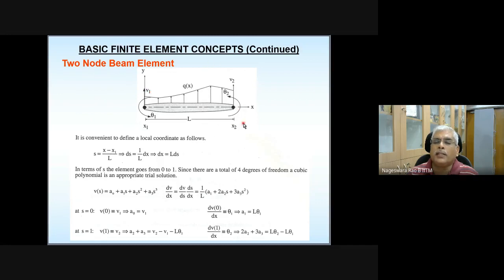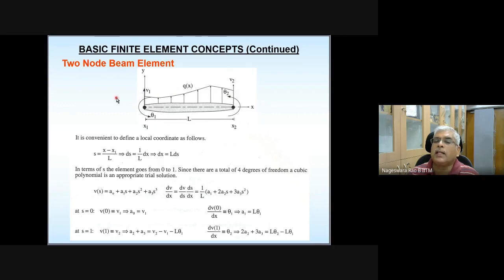This is a beam element. For generality, the cross section is shown as varying. This is node 1 of that element. Node 1 is located at x1. Node 2 is located at x2. The length of this beam element is L. And the transverse displacement at the first node is V1. Transverse displacement at the second node is V2. Rotation at the first node is θ1. Rotation at the second node is θ2.